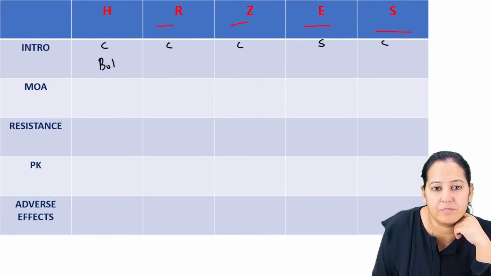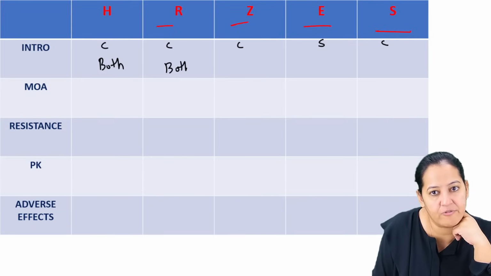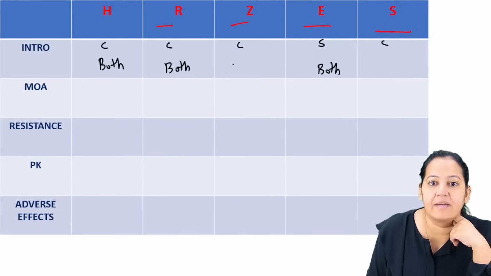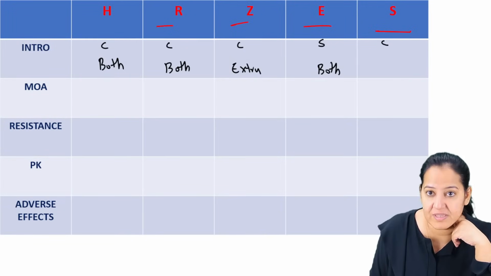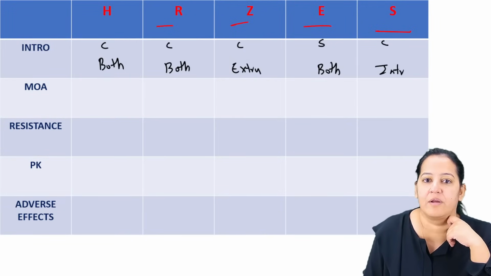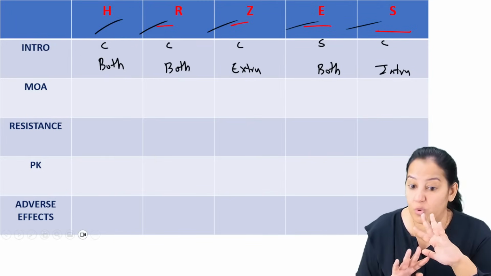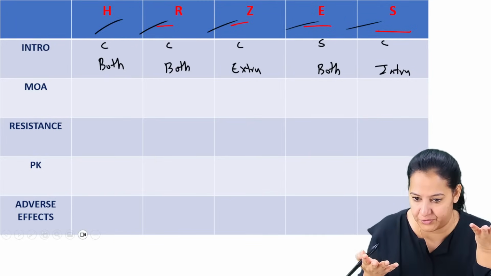This one kills both intra and extra. This one also kills both intra and extra. Ethambutol also kills both intra and extra. Pyrazinamide kills only extracellular, and streptomycin kills only intracellular. Don't change the sequence. First thing, learn the sequence HRZES. Don't dare to change it. Everything will get confused.